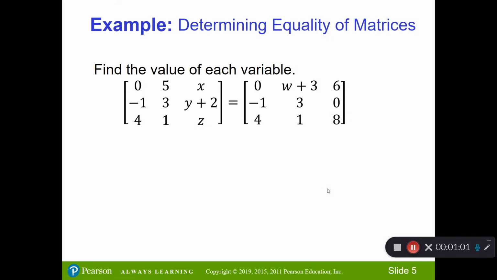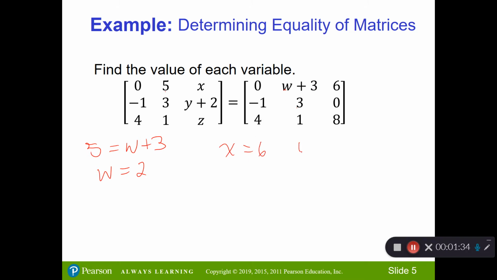All right, so 2 matrices are equal if each element in each corresponding place is equal. So like the 0 equals the 0, the -1 equals the -1, the 4 equals the 4. That allows me to figure out the values of these other variables. 5 has to equal w plus 3, so that means my w must be a 2. Subtract 3 from both sides. 3 is equal to 3, 1 is equal to 1. X must be equal to 6.